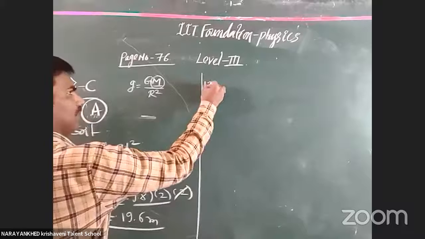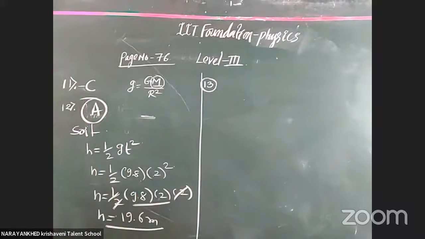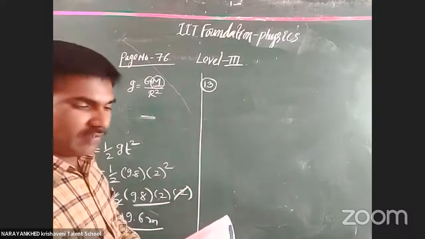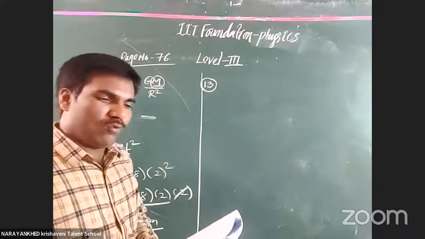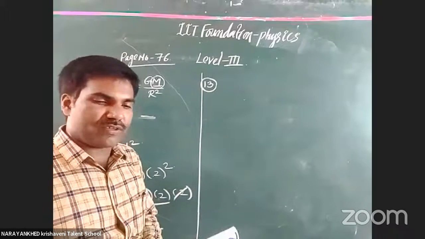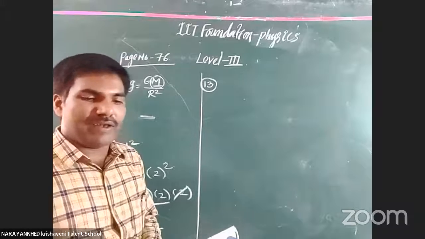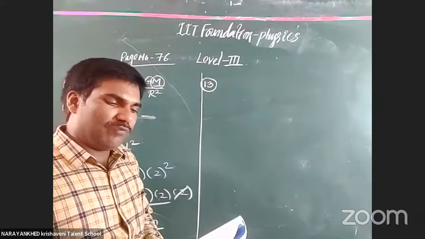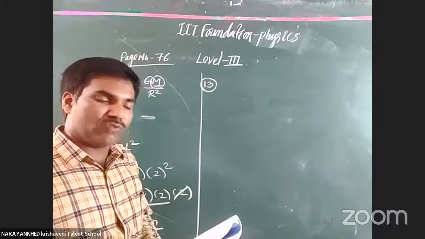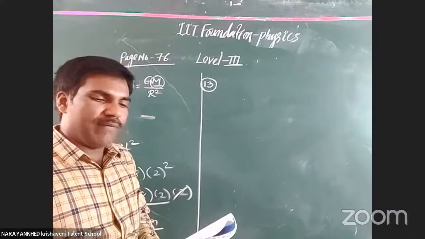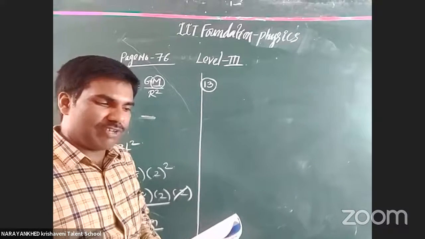Now we go for the 13th one. What is the 13th answer? Let's check it here. Take the uniform acceleration near the surface of the earth to be 9.8 meters per second square for a free fall. What is the velocity of the body at the end of 2 seconds of free fall if the initial velocity is 0?